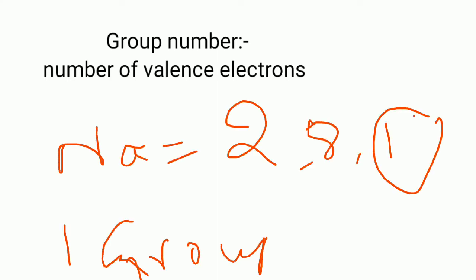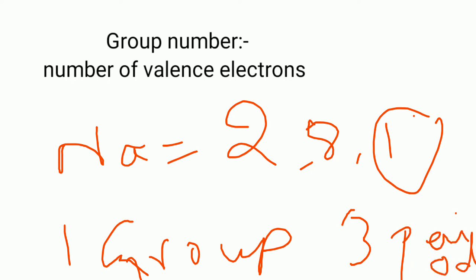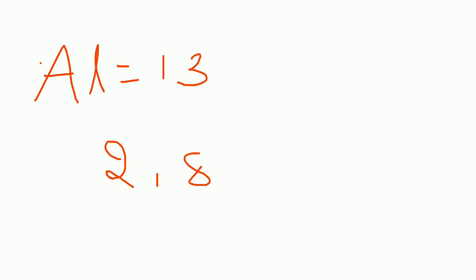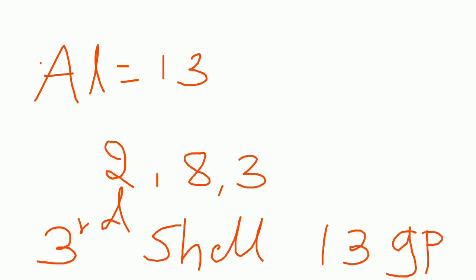1 valence electron. So sodium belongs to first group and third period. Let's take another example, aluminium. What is the atomic number of aluminium? 13. When you write electronic configuration, 2, 8, 3. So it contains 3 shells, K, L and M. So it belongs to third period.